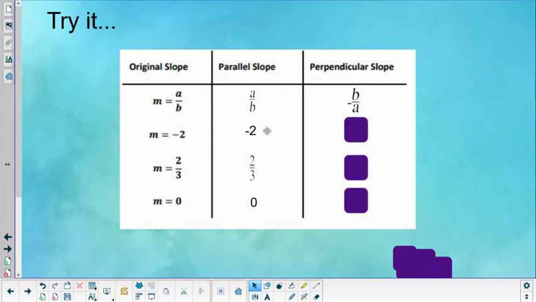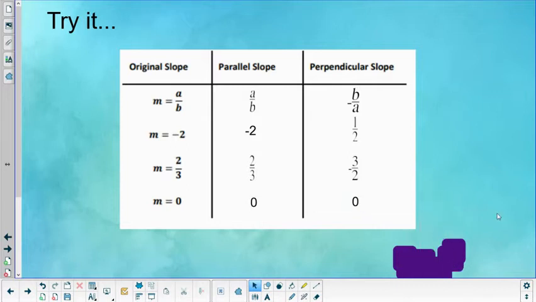Okay? All right. Opposite of -2 is +2, and we flip that upside down, we get 1/2. The opposite of 2/3 is negative 2/3, and we flip it upside down, we get negative 3/2. And the opposite of 0 is still 0, and you flip it, it's still going to be 0. That's one of those exceptions to the rules.